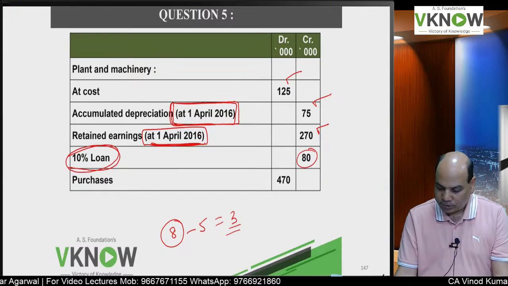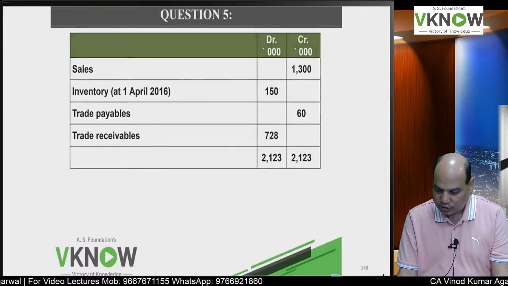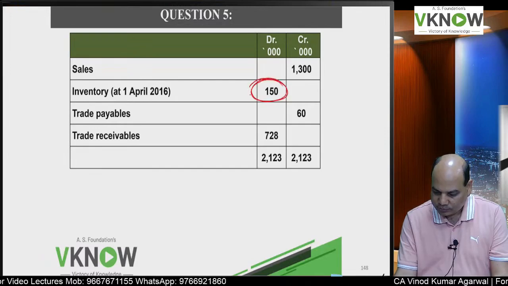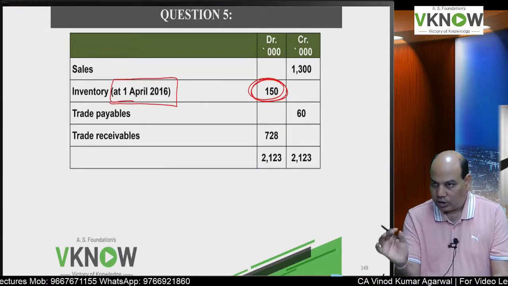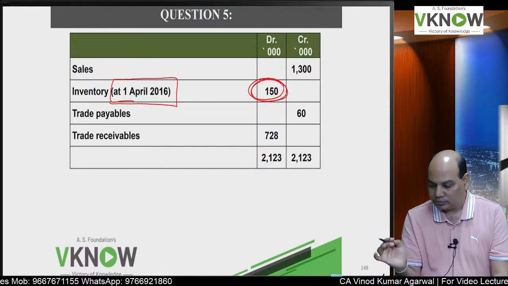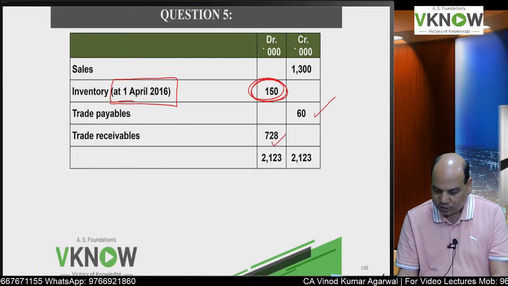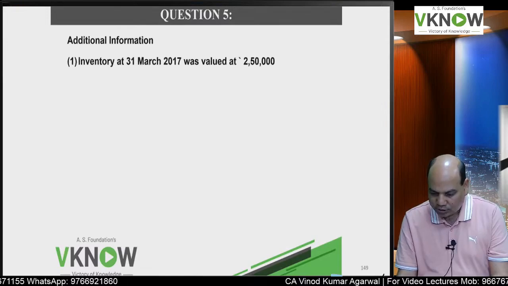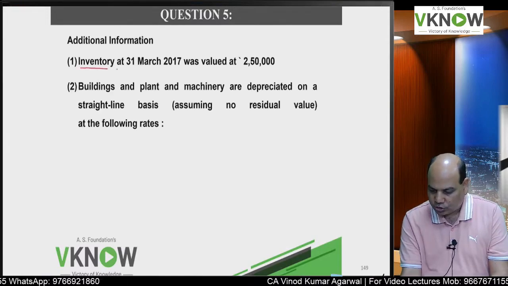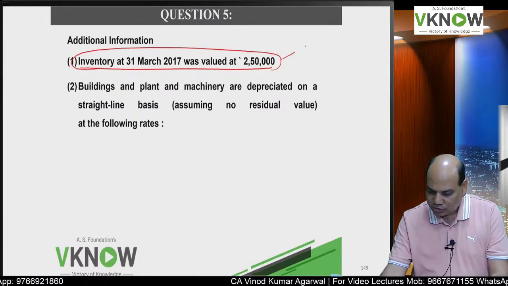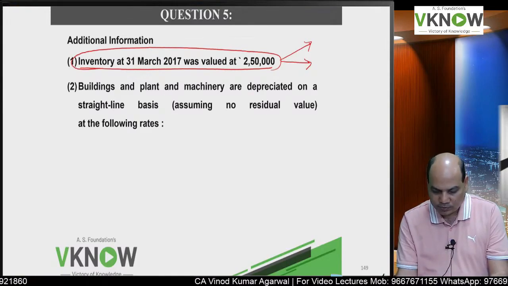Accrued interest. Purchase will come in P&L account, sales will come in P&L account. Opening stock is given. This is opening stock 1/4/16. So we will write in change in inventory. Trade payable, balance sheet. Trade receivable, balance sheet. Then we have additional information. Closing stock is given. So one effect will be change in inventory. One effect will be balance sheet current asset.